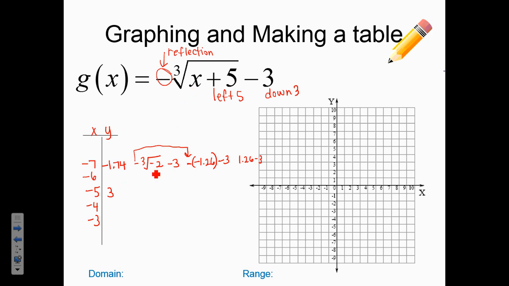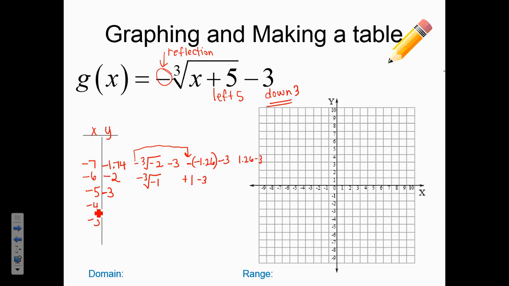Okay, now let's type in a negative 6. Negative 6 plus 5 is going to give me negative 1. Remember, I have a negative out in front. Cube root of negative 1 is negative 1, times the negative out in front. That'll give me a positive 1. And then subtract the 3, and I'm going to get negative 2. And this 3 should be a negative 3. I apologize for that, because it's down 3.